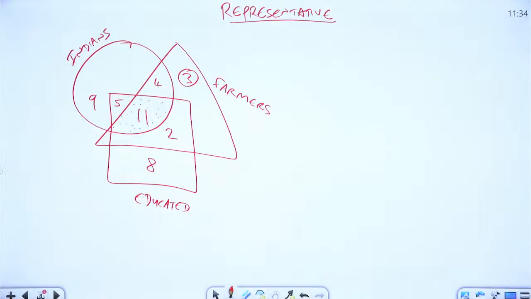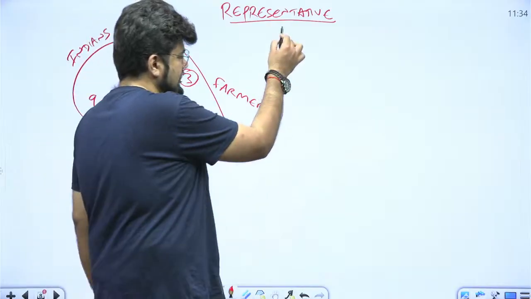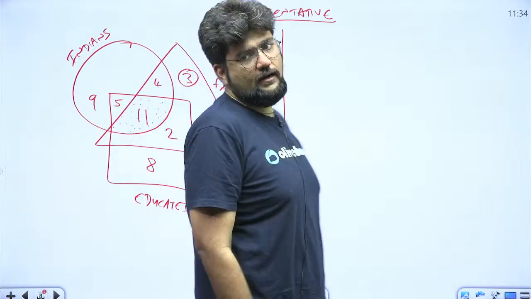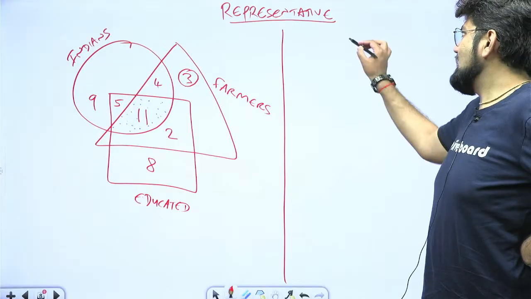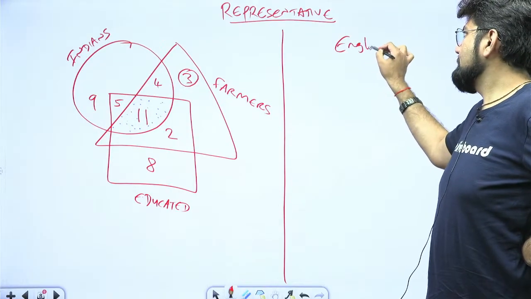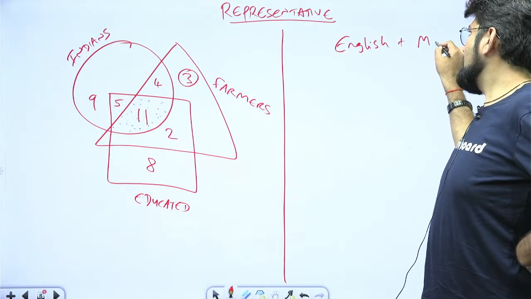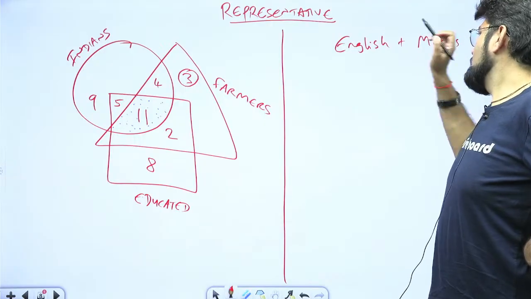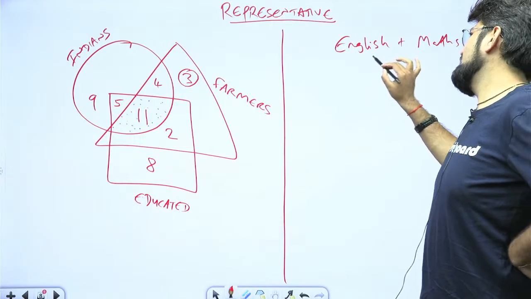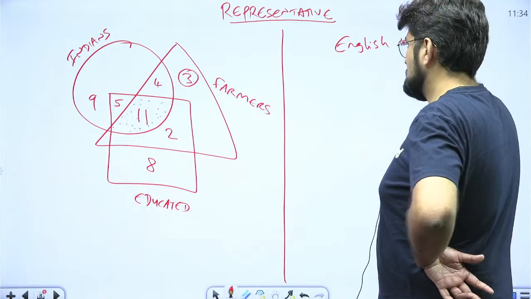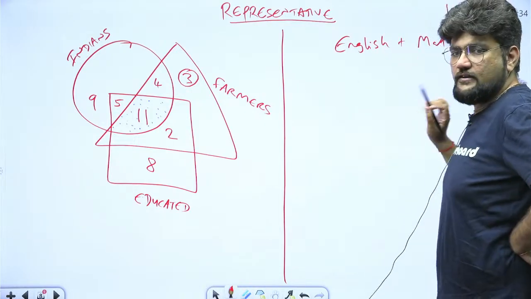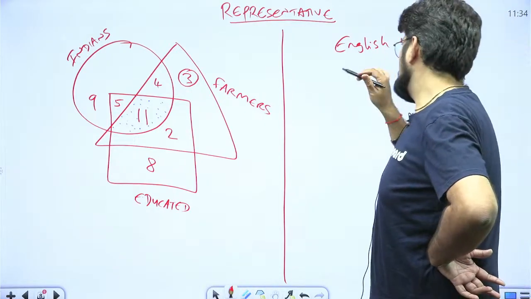This is a representative based part. Now, in the next part of representative, what data is given to you? Supposedly, they will give you data that there are 2 subjects in a class, English and Maths. And let's say there are a total of 100 students in the class. This is all the data given to you. 100 students in the class, 2 subjects, English and Maths.